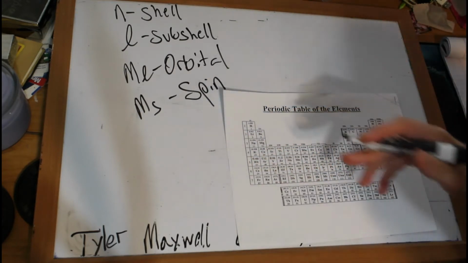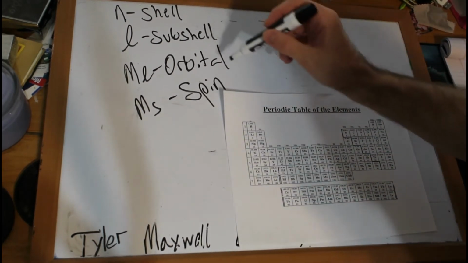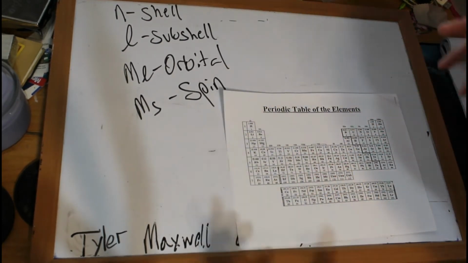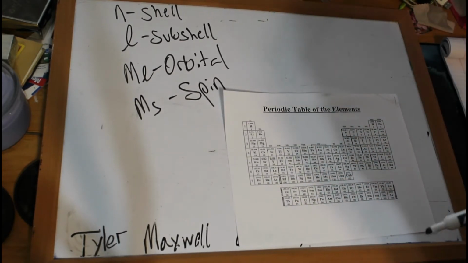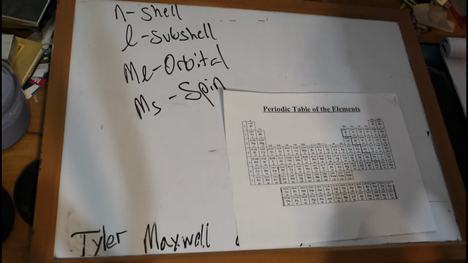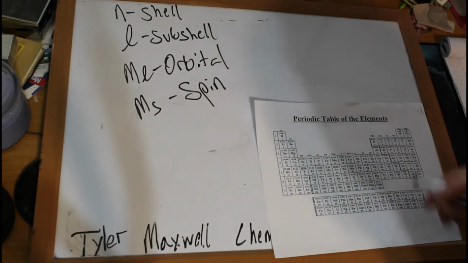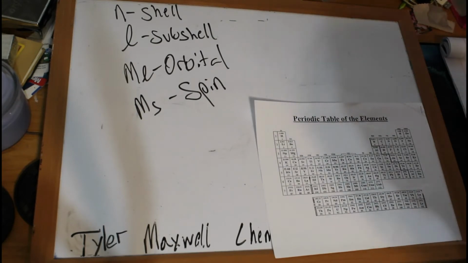Our ML is the magnetic quantum number, and it's used to specify the orbital. So again, a further in-depth or further specific idea of where the electron is. And then MS is the spin quantum number. So it's a little bit less interesting. It's just spin up or spin down.